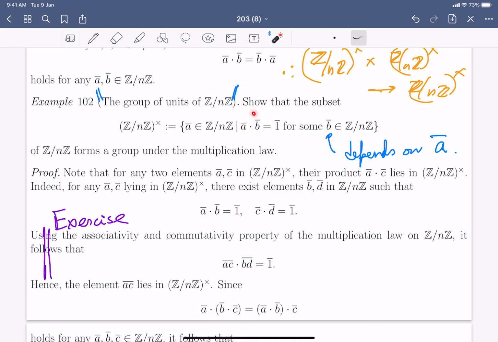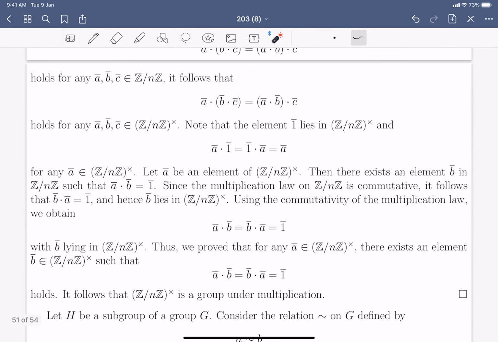That something else need not be different, it could be the same element a itself. So here b bar is an element of Z mod n Z, and b bar times something gives you 1 bar. So b bar has to lie inside Z mod n Z cross by the definition. You picked an element a bar from Z mod n Z cross, and by definition you obtained this element b bar having a certain property, and then you proved that b bar lies inside Z mod n Z cross.